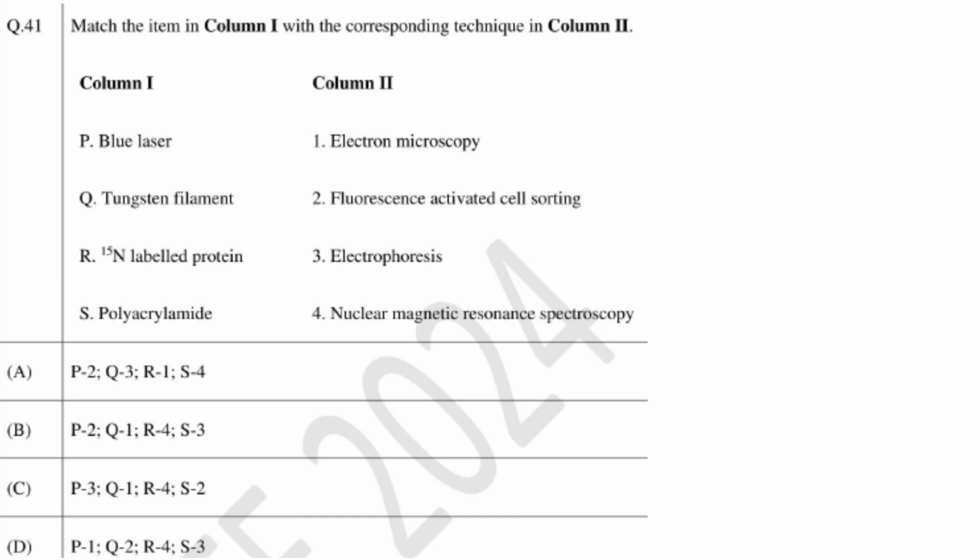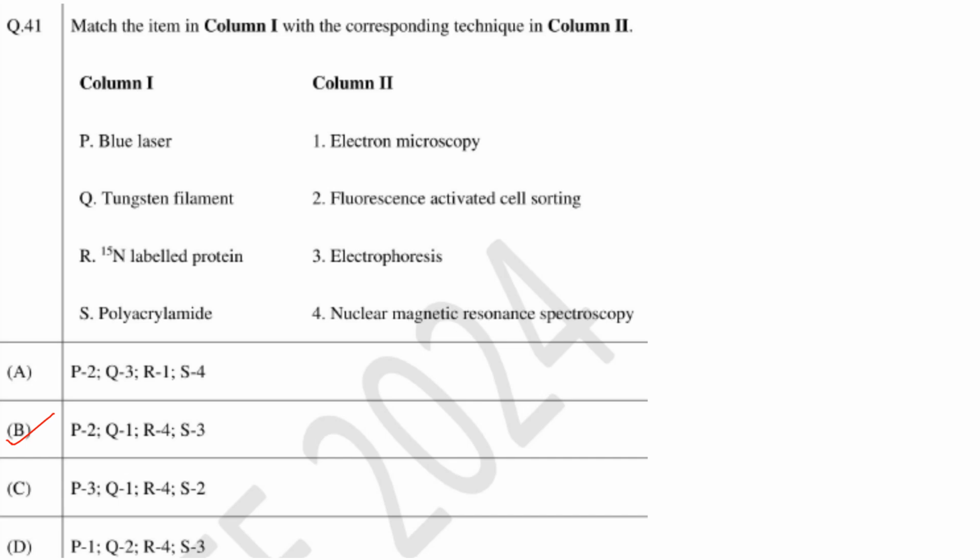Then next one. Match items in column 1 with corresponding technique in column 2. Blue laser. Blue laser is fluorescence activated cell sorting, FACS. P2. So P2, A and B, there is P2. So we have to see which one is correct out of A and B. Tungsten filament. Tungsten filament is electron microscopy. N15 labeled protein is nuclear magnetic resonance spectroscopy, R4. So P2, Q1, R4 is there in option B. So B must be the answer.